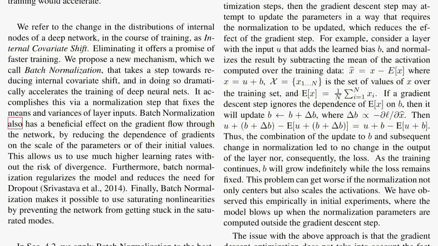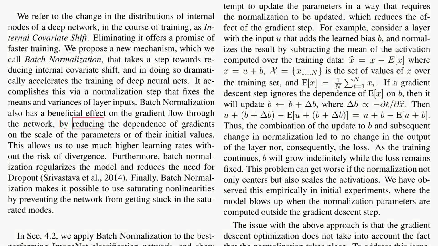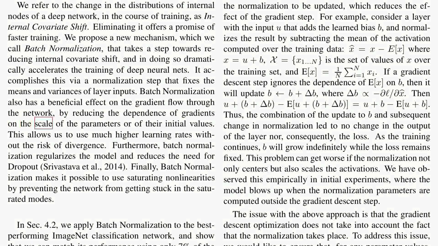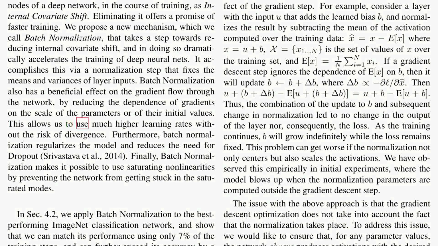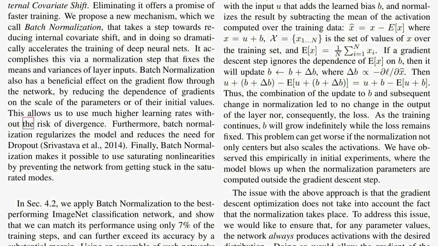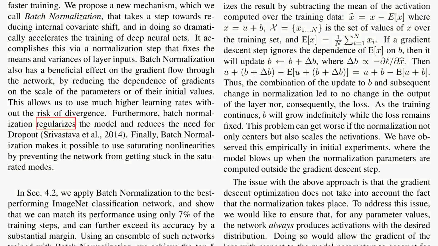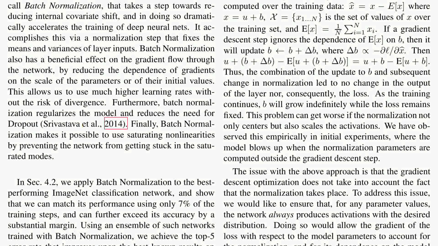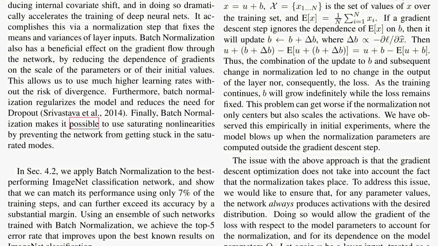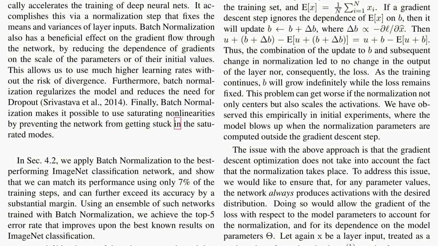Batch normalization also has a beneficial effect on the gradient flow through the network by reducing the dependence of gradients on the scale of the parameters or of their initial values. This allows us to use much higher learning rates without the risk of divergence. Furthermore, batch normalization regularizes the model and reduces the need for dropout, Srivastava et al., 2014. Finally, batch normalization makes it possible to use saturating nonlinearities by preventing the network from getting stuck in the saturated modes.